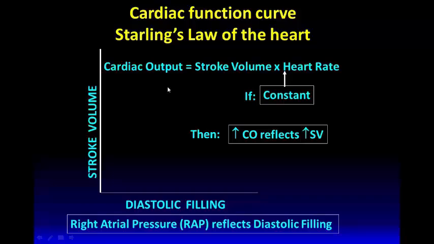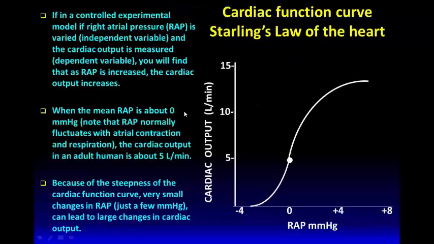So cardiac output, as you all know, is equivalent to the stroke volume multiplied by the heart rate. And if the heart rate is constant, then an increase in the cardiac output should reflect an increase in the stroke volume. This is a modified Starling's curve of the heart.